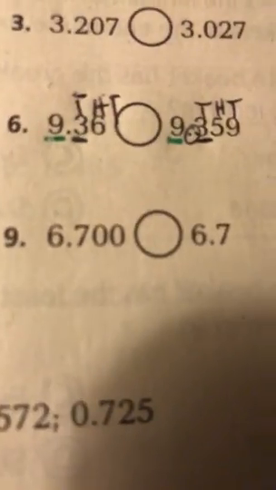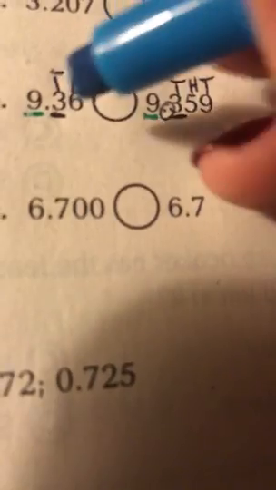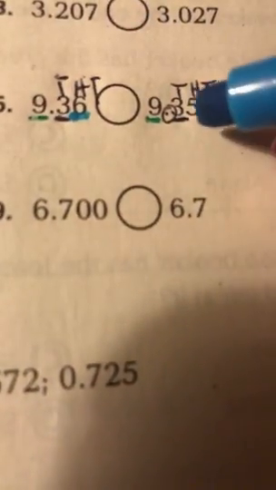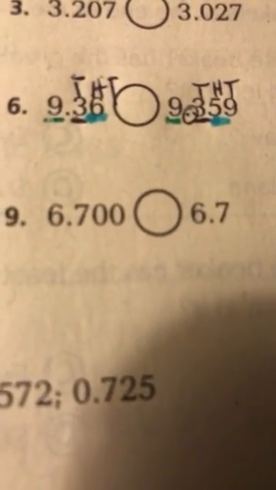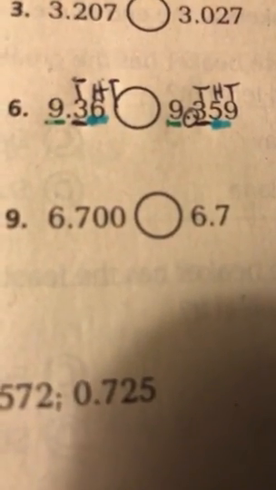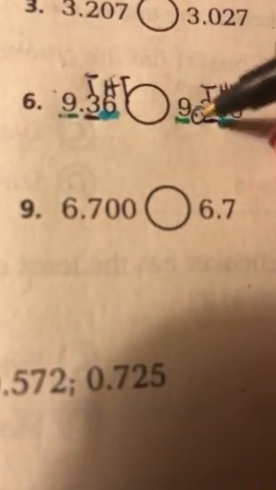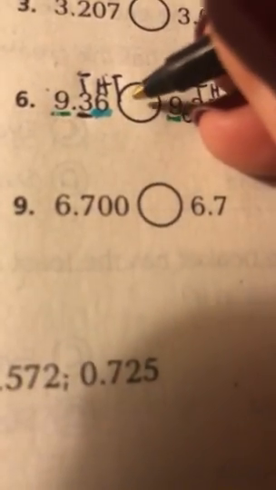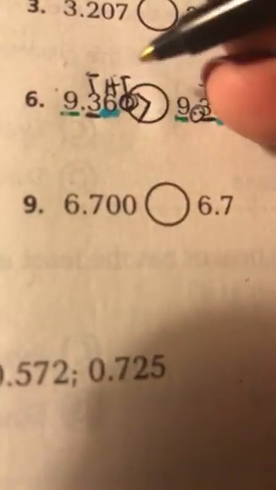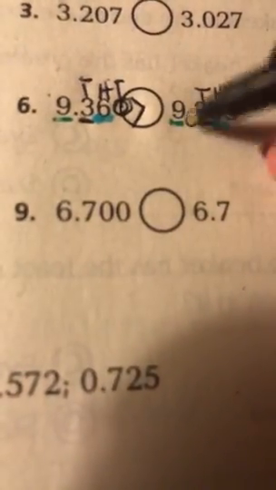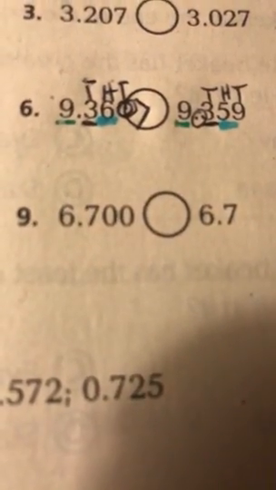Since that digit's the same, once again, it's like the same number of dimes. I'm going to look now at my hundredths place. So I have a 6 and a 5. Now, because 6 is greater than 5, 9 and 36 hundredths is actually greater than 9 and 359 thousandths. Now, just a friendly hint is that you could add a 0 to the end, and you could compare 360 versus 359. I know that 360 is 1 greater than 359.